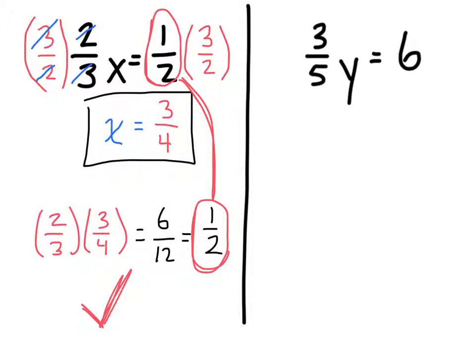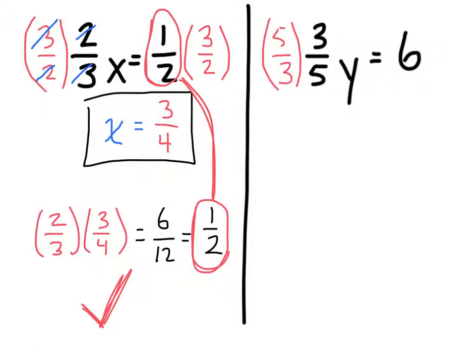Now, what I want you to do is pause the video and try this one off to the right by yourself. But remember, how do we write 6 as a fraction? Alright, now that you've unpaused the video and tried it, remember we have 3/5 times y is equal to 6. As we did over here to the left, where you find the reciprocal, we're going to have to find the reciprocal of 3/5 as well. So the reciprocal of 3/5 is 5/3.